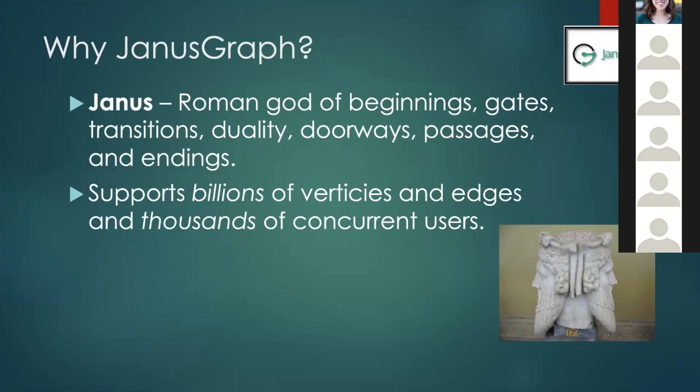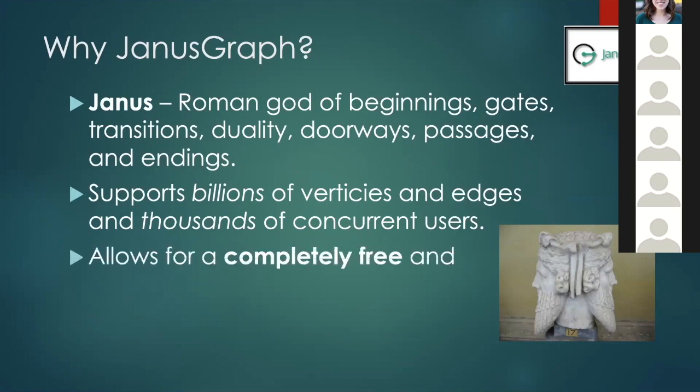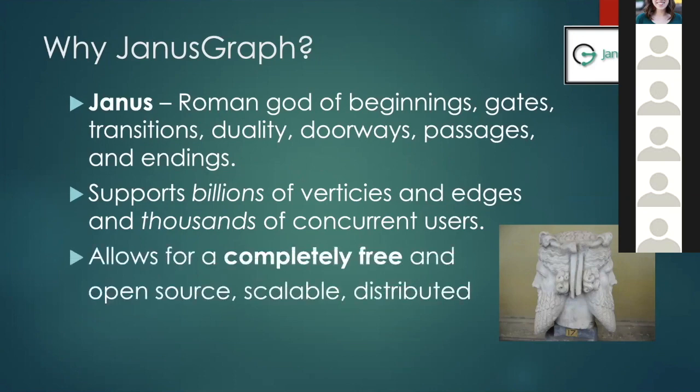The thing about Janus that makes it so awesome is that it supports so many vertices and edges and thousands of concurrent users out of the box. It really hits the scale that we need. And the best part is it's open source. That's awesome. It's distributed. That's more awesome.